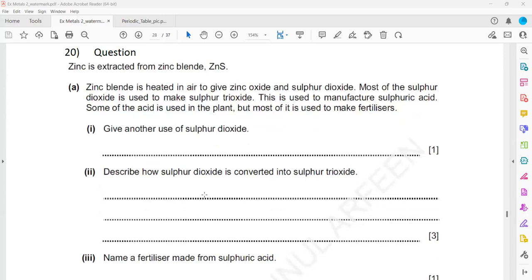Question 20 is again related to zinc. Lot of questions related to zinc. The first one is about sulfur dioxide. Actually, this part gives another use of sulfur dioxide. It's not in the new syllabus, you don't find sulfur as a topic. So sulfur dioxide is used for bleaching wood pulp, making sulfuric acid, and it is also used as a preservative. How is sulfur dioxide converted to sulfur trioxide? You have to remember it as a reversible reaction rather than the whole process. So sulfur dioxide reacts with oxygen to give sulfur trioxide.